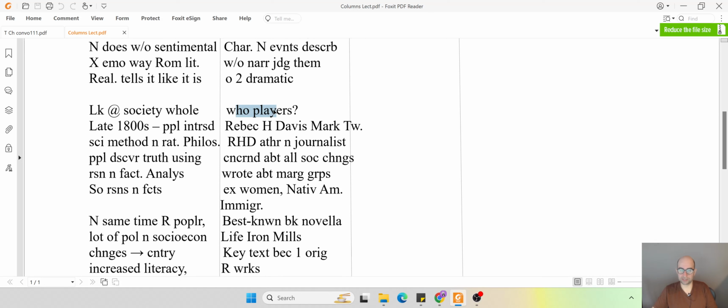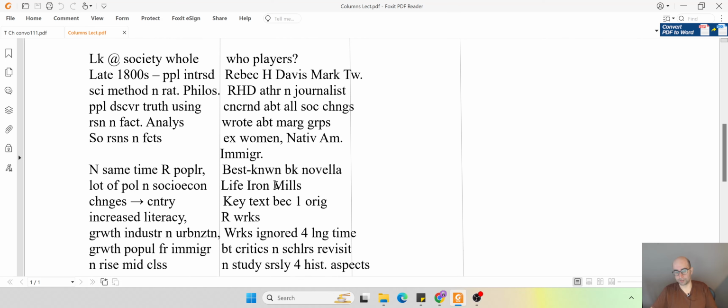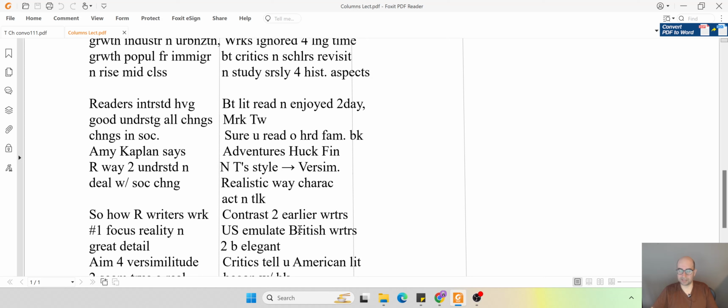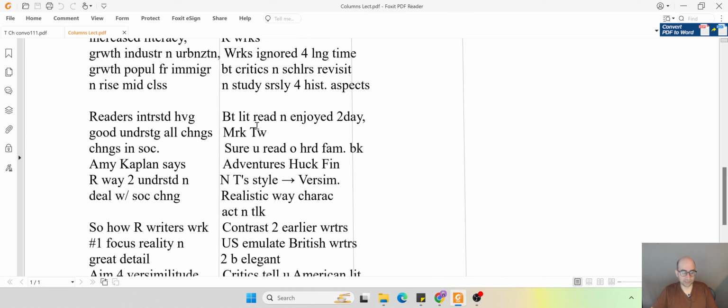So who were the key players? I remember, in a previous question, they had a question related to Rebecca Harding Davis, and later on they talk about Mark Twain right after her. So I'm going to keep going. Here's the bit about Mark Twain. It's quite literally, I believe, the last paragraph in this particular lecture. So I'm going to begin reading to see what they mentioned about this situation.